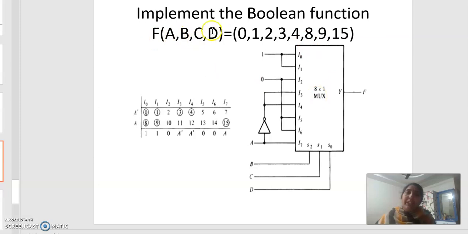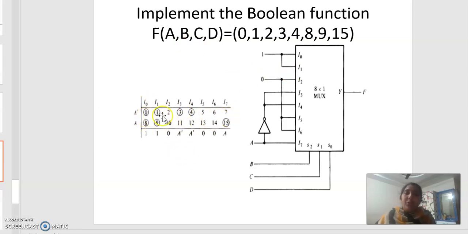So here the function itself contains 4 variables, but we have to develop this function by using an 8 by 1 multiplexer. To implement this 4 variable function by using an 8 by 1 multiplexer, 3 variables can be considered as the selection variables and 1 can be considered as the data input lines. So in this example, B, C, D variables are used as the selection lines and A is used as the data input line. So first, to implement this function, we should draw this particular table.